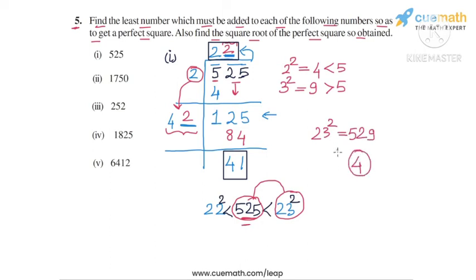So we can add 4 to the number 525. If we add 4, we get the next immediate perfect square, which is 23 square, and the square root of that will be 23. So the answer to the first part is that the smallest number we can add is 4 to get a perfect square, and the square root of that number will be 23. So that completes part 1.